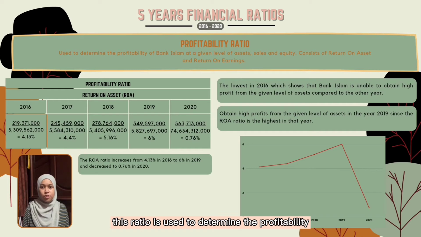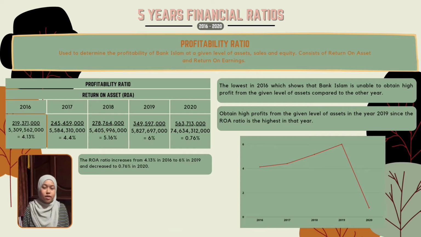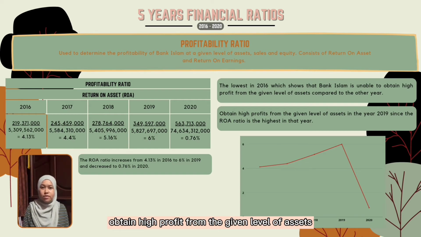Profitability ratio. This ratio is used to determine the profitability of Bank Islam at a given level of assets, sales and equity. Islamic banks only focus on return on assets and return on equity. For return on assets, the figure above shows ROA increasing from 2016 to 2019 and decreasing in 2020. In 2016, the ratio is at the lowest, which shows that Bank Islam is unable to obtain high profit from the given level of assets compared to the other years. However, Bank Islam did obtain high profits from the given level of assets in 2019 since the ROA is the highest in that year.